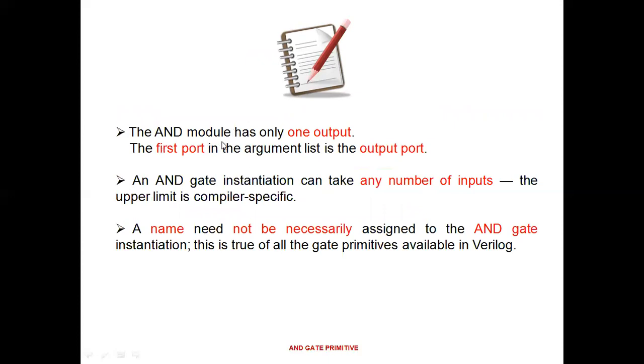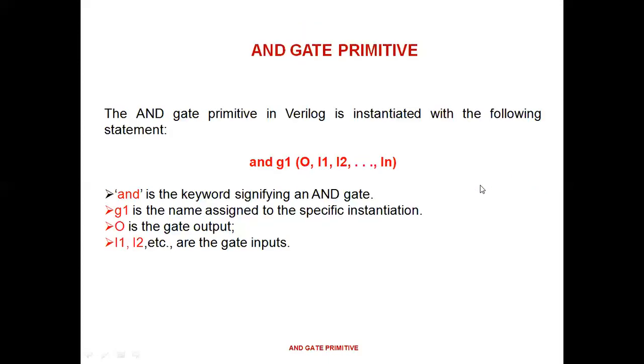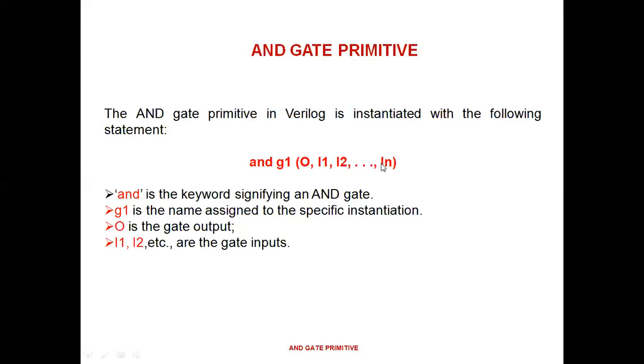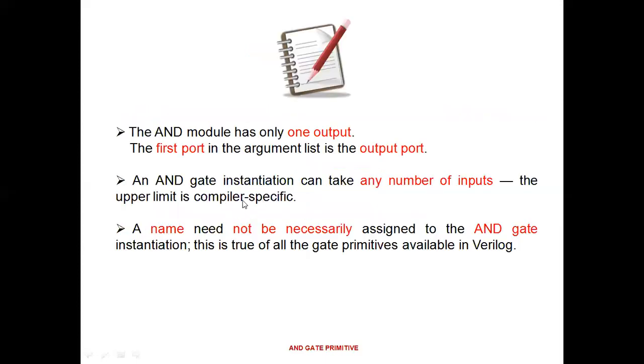The AND module has only one output. The first port in the argument list is the output port. Next, an AND gate instantiation can take any number of inputs, I1 to IN. The upper limit is compiler specific. That means how many inputs we can use depends upon the Verilog compiler.